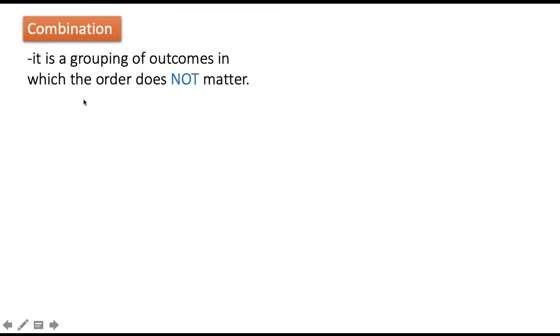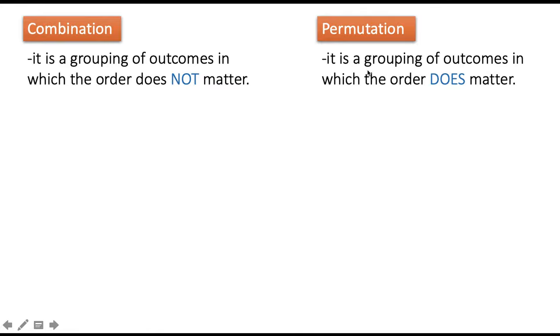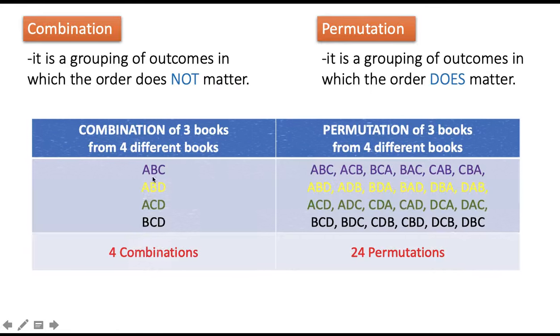Combination is a grouping of outcomes in which the order does not matter. To illustrate a combination, we're going to compare this to a permutation. Recall that permutation is a grouping of outcomes in which the order does matter. Observing our table here, wherein we have the same given, notice that the combination and the permutations are different.